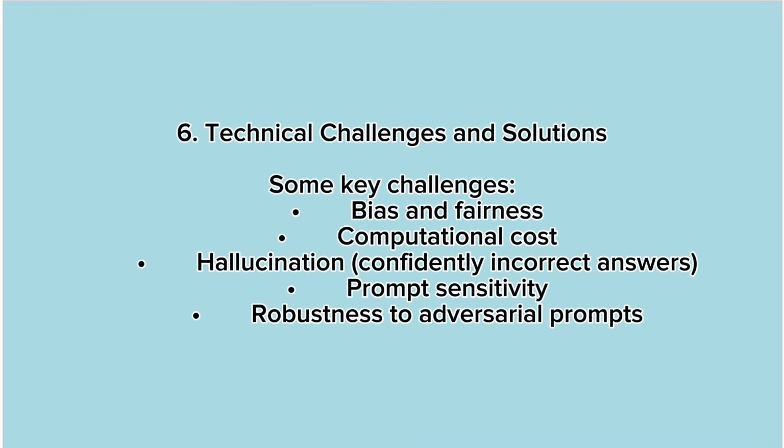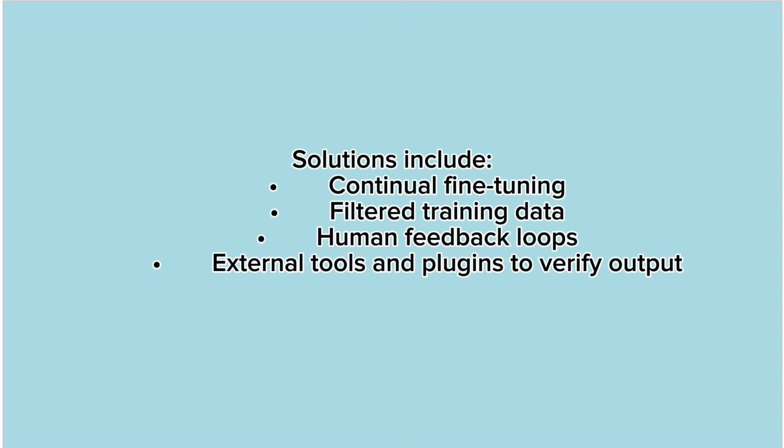6. Technical challenges and solutions. Some key challenges: bias and fairness, computational cost, hallucination (confidently incorrect answers), prompt sensitivity, and robustness to adversarial prompts. Solutions include continual fine-tuning, filtered training data, human feedback loops, and external tools and plugins to verify output.